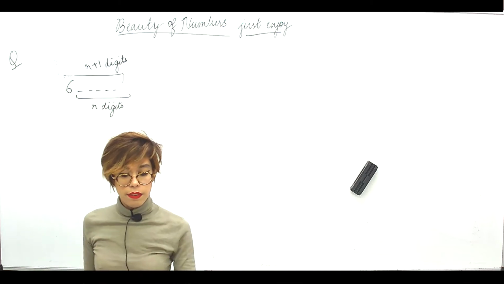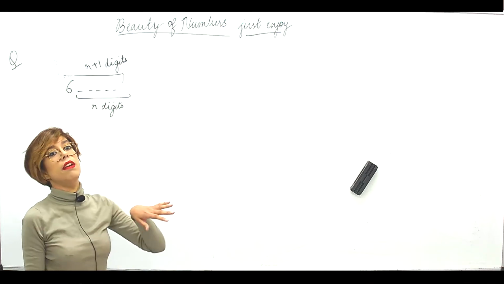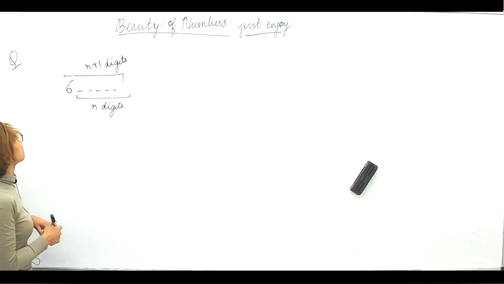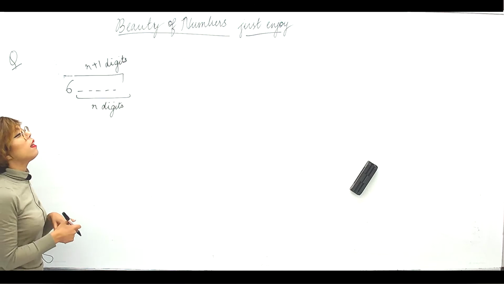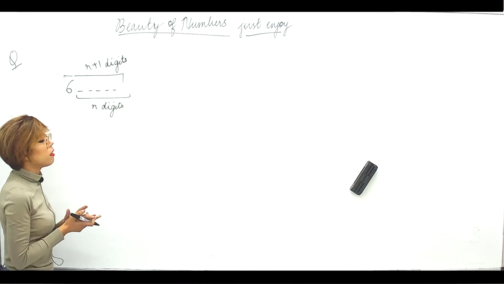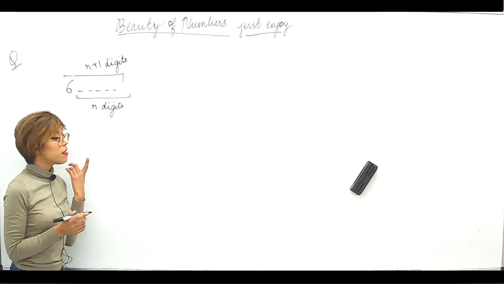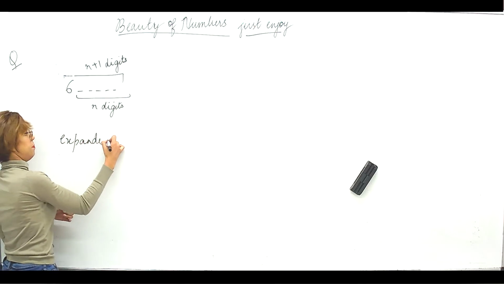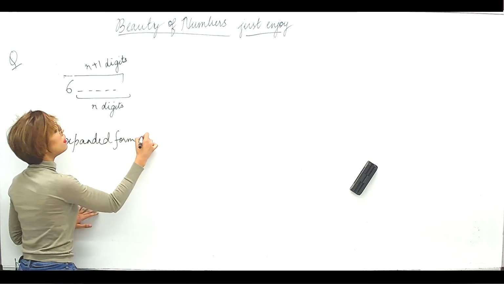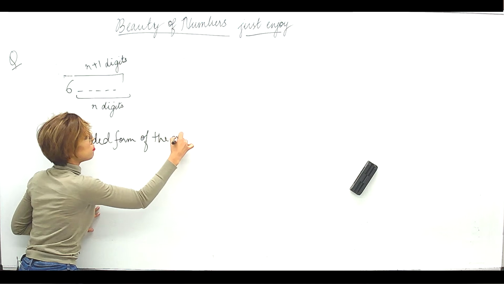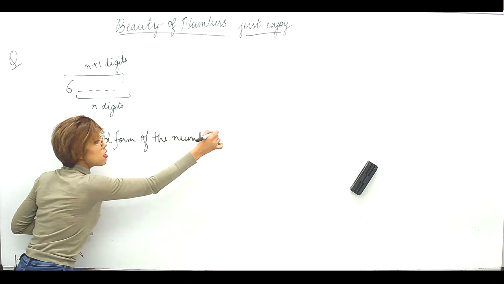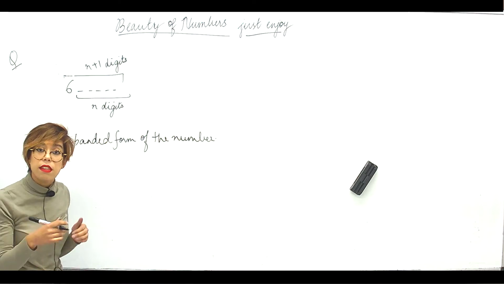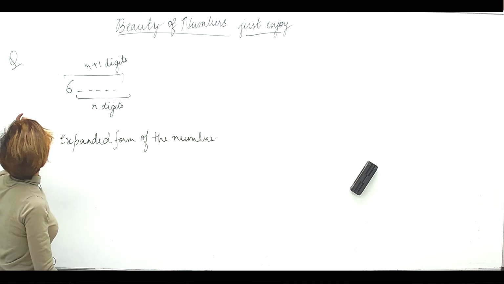Come on, I've given you a big hint. Now you will say, ma'am, we don't know how to write the numbers. True. But there is a thing from class 6 that we used: the expanded form of the number. You have used that in class 6. Let's use it in class 10 again. So let's try to write it down.